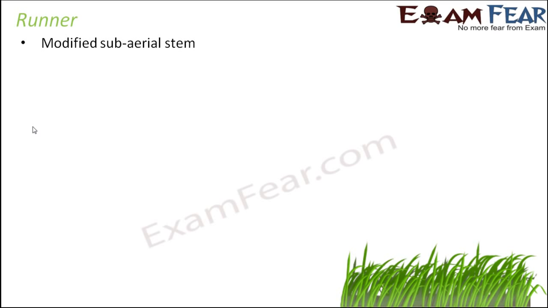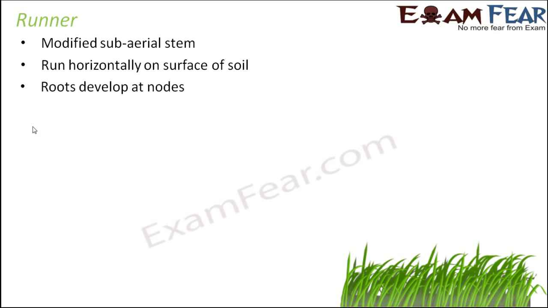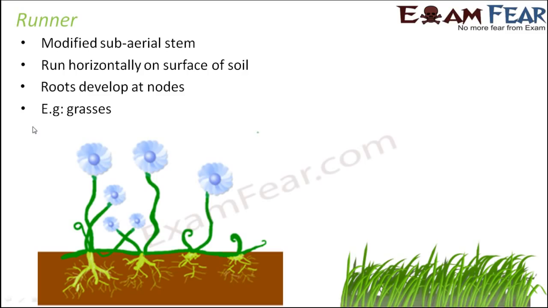How? They are again a modified subaerial stem. They run horizontally on surface of soil. So on the surface of the soil, they will always run horizontally. Since they move horizontally in this fashion, that is why they are known as runner. So in runner, their internodes are quite long and roots develop at their nodes. Now if you look at this picture, it will become clear to you. So this is an example of a runner.